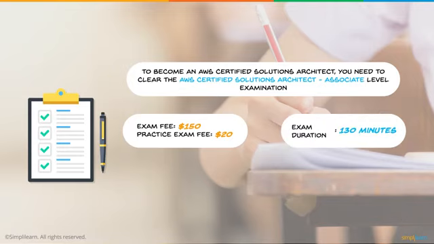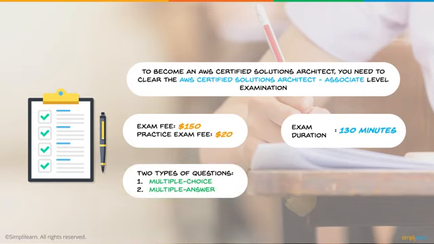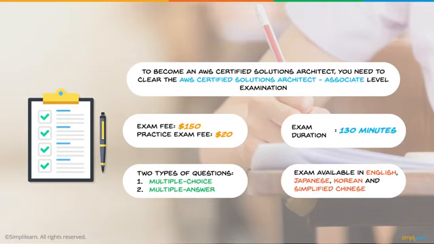Now, the exam duration is 130 minutes, and you have two types of questions: multiple choice and multiple answer. Now, the multiple choice questions have 4 options, out of which one of them is right, and you have multiple answer where you have 5 options, out of which 2 of them are correct. You can take the examination in English, Japanese, Korean, and simplified Chinese.